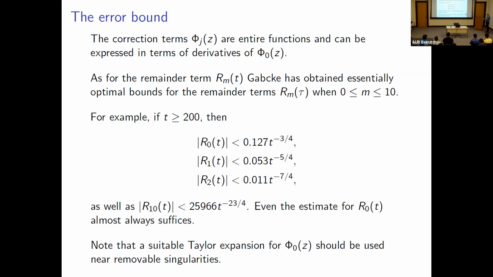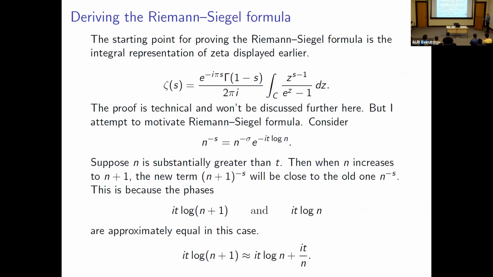Okay, so let me try to motivate the Riemann-Siegel formula. I cannot give the proof, it's very technical, but the starting point is this integral representation that I talked about at the beginning, where we plugged in the generating function for Bernoulli numbers to evaluate zeta at some integer values, right?